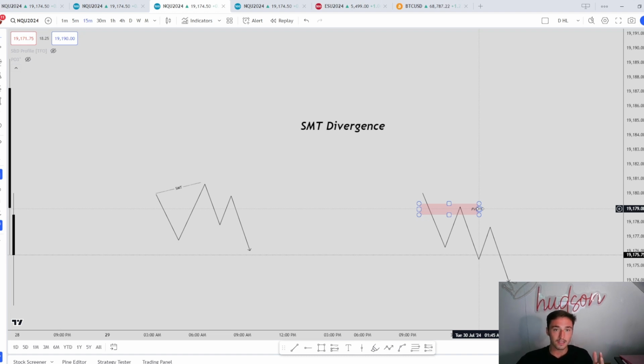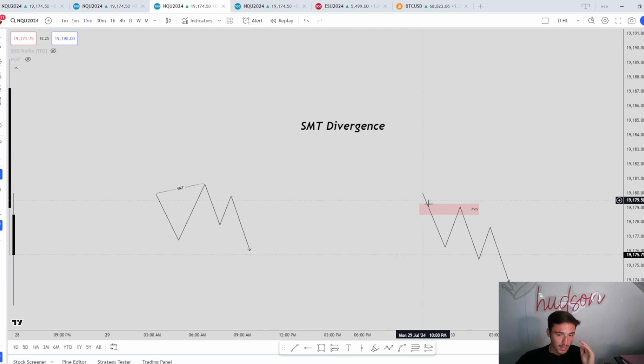Let's say your bias is bearish and we have an SMT and the ES is trading inside of a higher time frame PD array. You would most likely want to short ES because it is the weaker asset, but you can also play the NQ. It doesn't really matter, but that would be my preferred way if you're going to play the turtle soup.